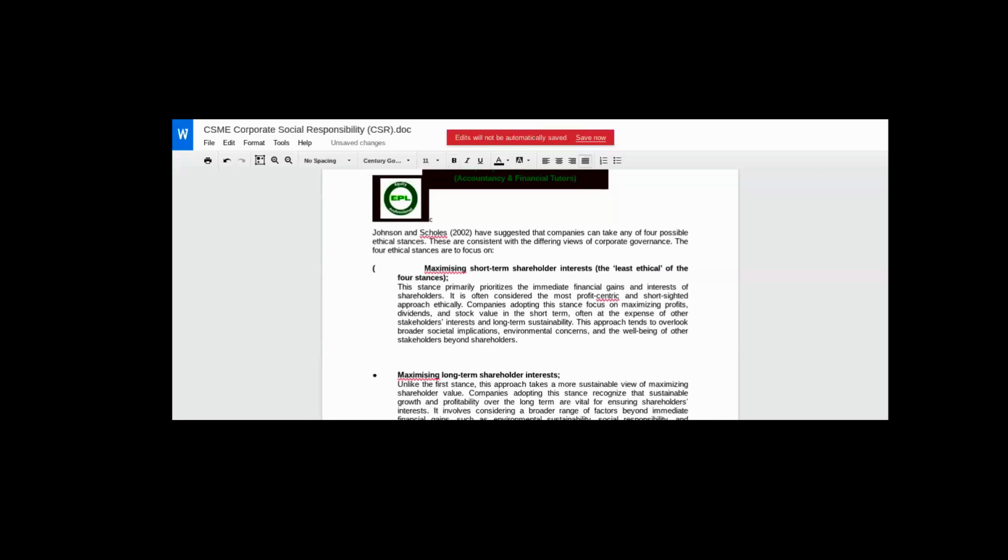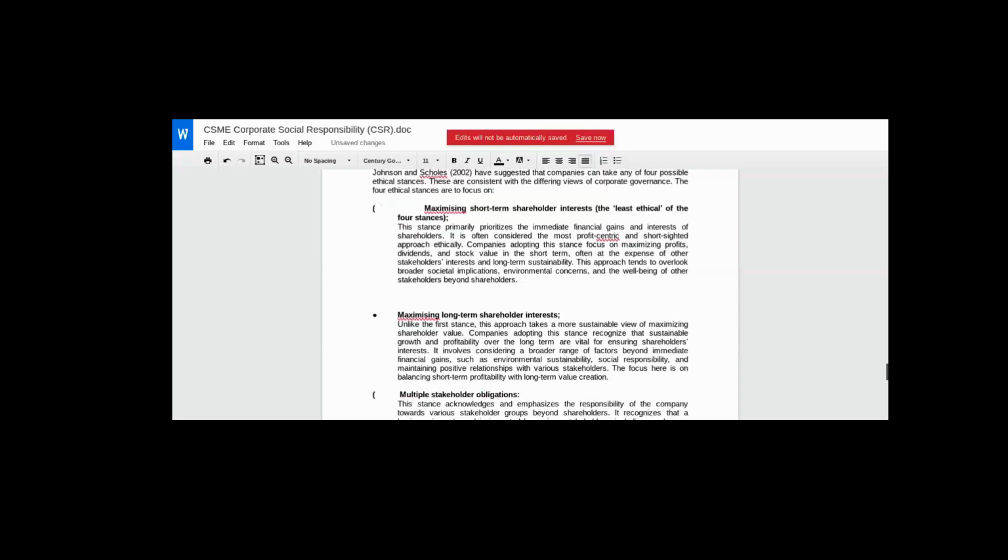Because in maximizing short-term interest, look at this. They said this stance primarily prioritizes immediate financial gains. That is what it means. Prioritizing short-term shareholders' interest or gains. It prioritizes immediate financial gains and interest of the shareholders. So we often consider it a profit-centric and short-sighted approach because there is a lack of long-term profitability and sustainability.